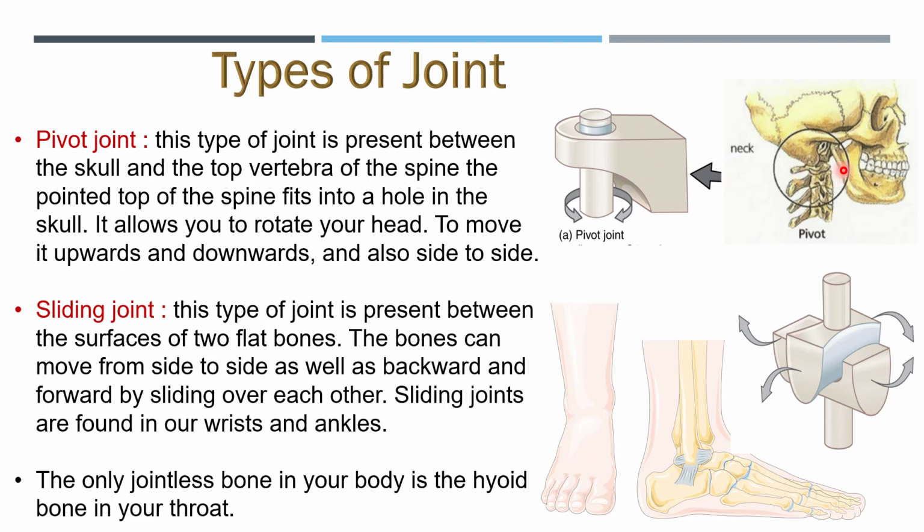And in our body, it is present in our neck, between our spinal cord and our head. Next is sliding joint. This type of joint is present between the surface of two flat bones. The bones can move from side to side as well as backward and forward by sliding over each other. Sliding joints are found in our wrist and ankles.